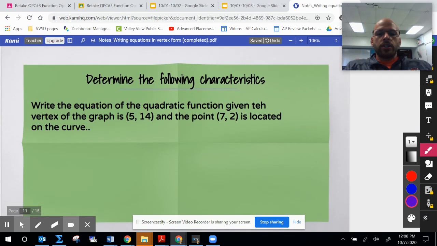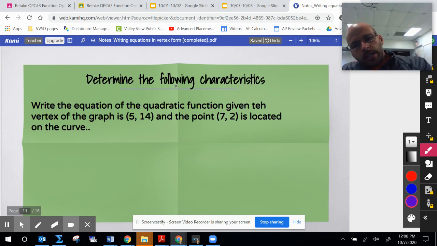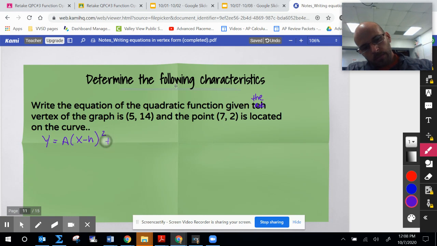So this one I did in words instead of pictures, right? I actually mistyped here. So that should be the word the. So write the equation of the quadratic function given the vertex of the graph is 5, 14 and the point 7, 2 is located on the curve. Okay, so again, I'm going to start with my vertex form. And I'm going to put my vertex. Now I know where my vertex is at, 5, 14. So I'm going to say x minus 5 squared plus 14.